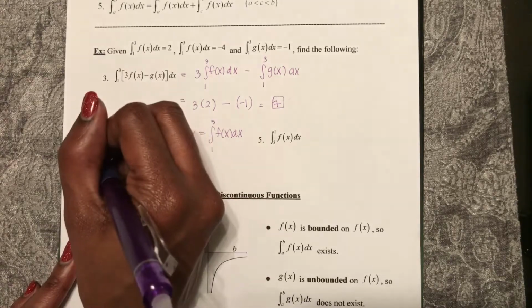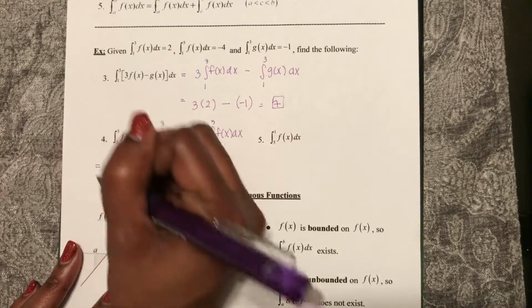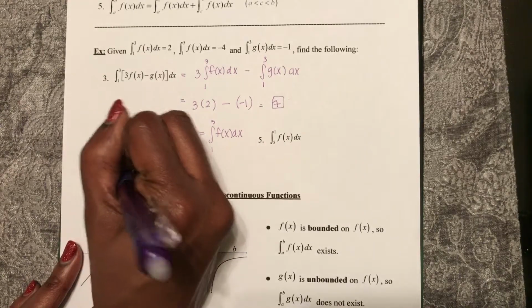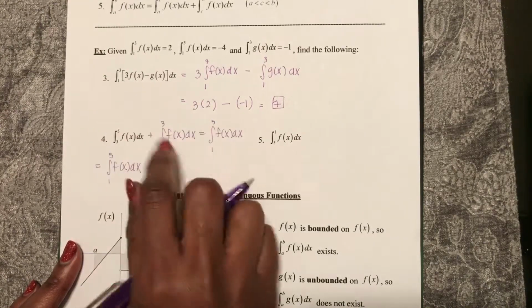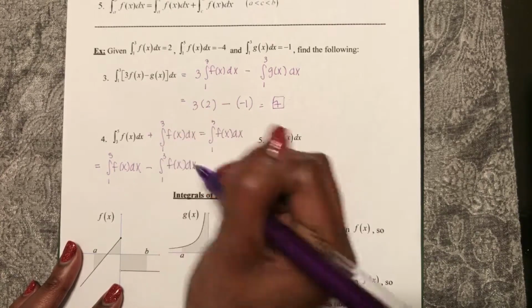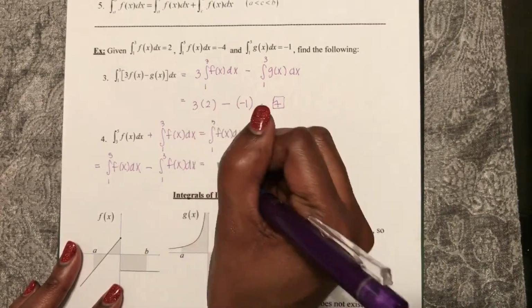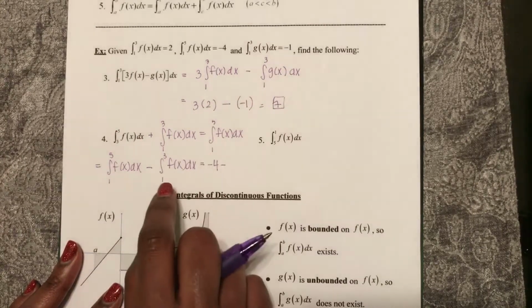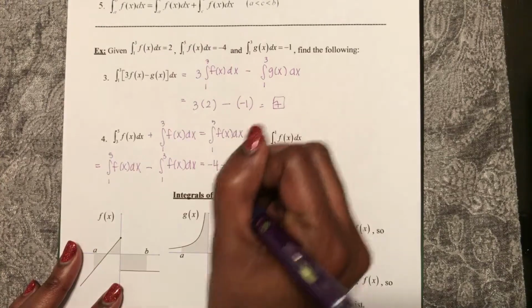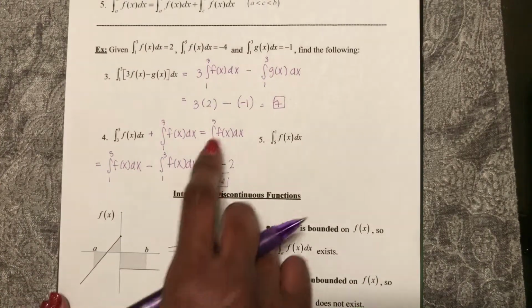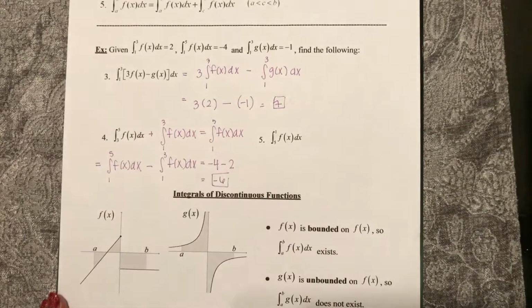So this equals the integral from 1 to 5 of f of x dx minus the integral from 1 to 3 of f of x dx. And that equals from 1 to 5, negative 4, minus from 1 to 3, which is 2, so that is negative 6. So I connected that to area under the curve to kind of see how I could manipulate that.